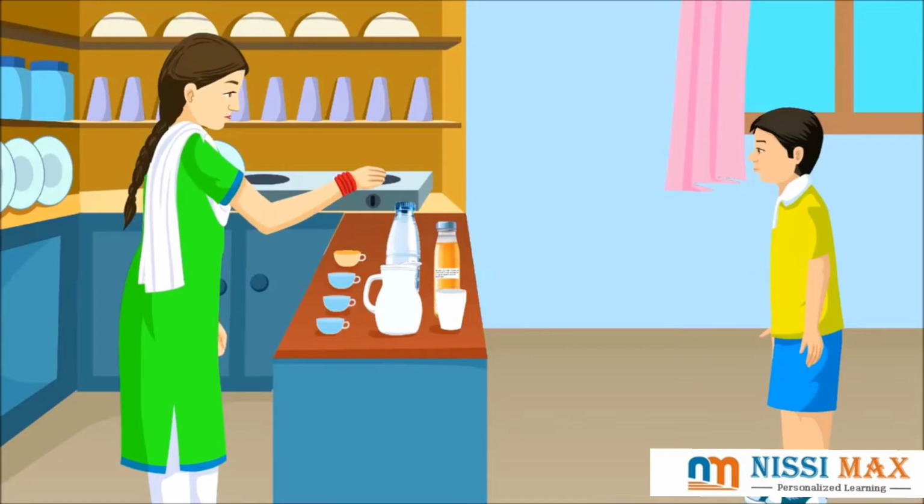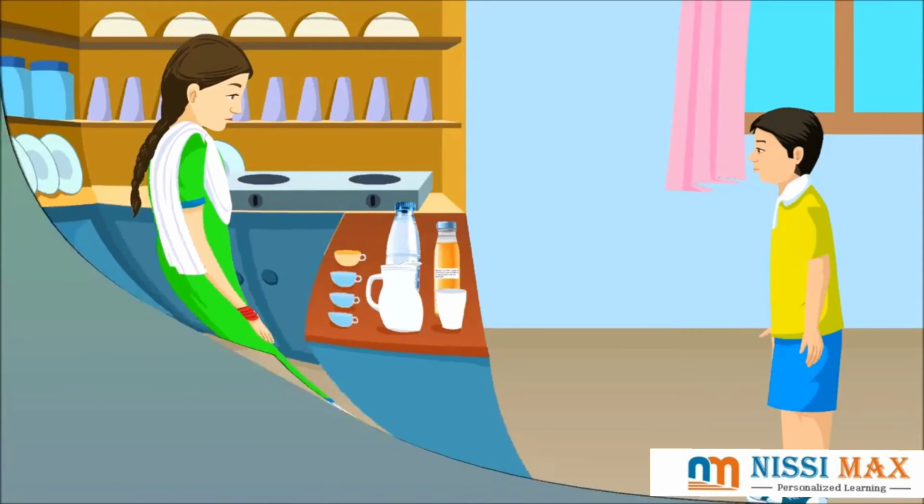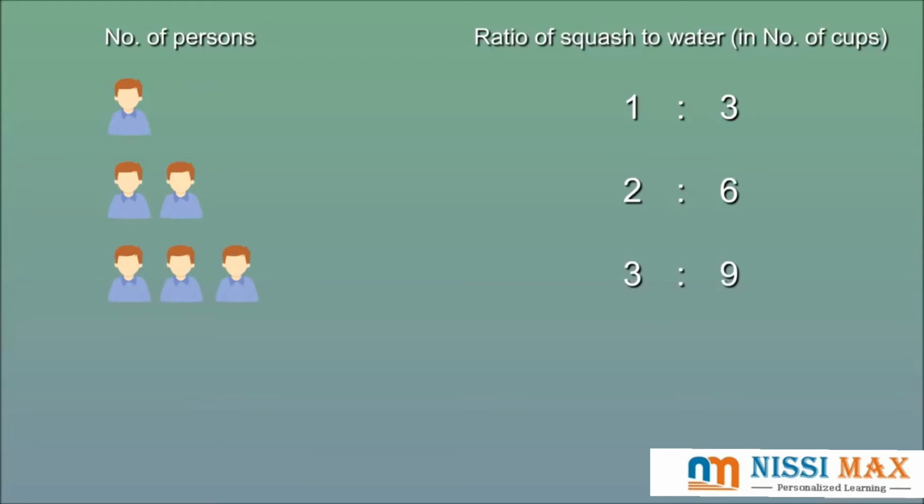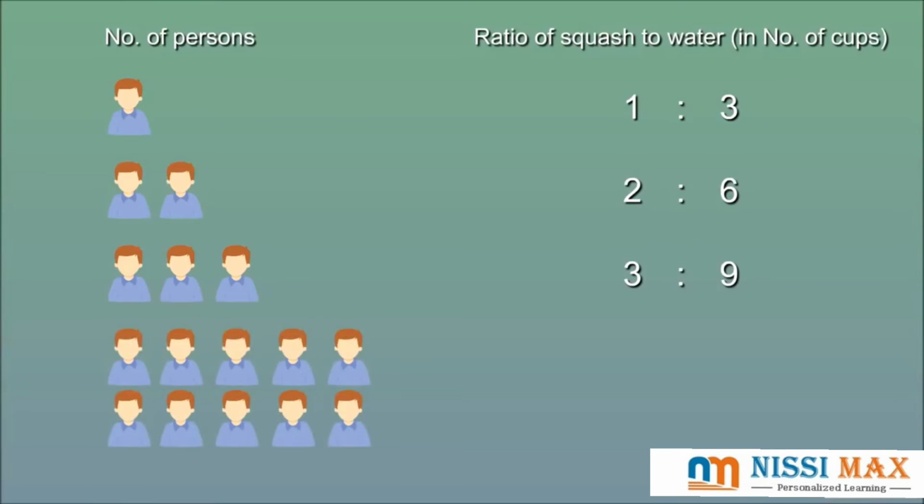Using ratio, it is easy to calculate. How? The ratio of squash to water for 1 person is 1:3. If we have to make it for 2 persons, then multiply the ratio by 2. Then it becomes 2:6. For 3 persons, multiply it by 3. That is 3:9. Can you find how much squash and water is to be added for 10 persons? For 10 persons, I have to take 10 cups of squash and 30 cups of water. And I come to know by multiplying the ratio by 10.